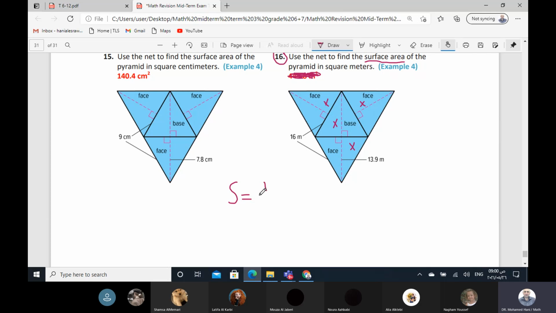As you remember the rule of the area of a triangle, 1 over 2 multiplied by the base. The base, as you see here, is 16, times 16, multiplied by the height of the triangle. The height of the triangle will be, as you see here, 13.9. And we have 4 congruent faces, means multiply by 4.